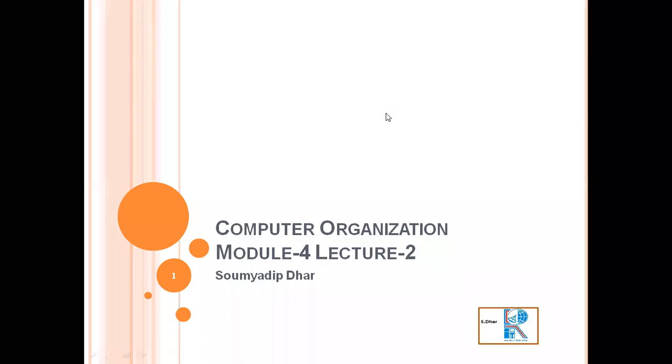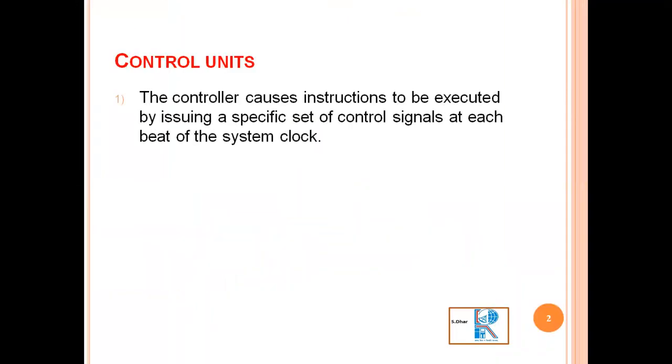So today's class is Computer Organization Module 4 Lecture 2. Last day we learned about the control unit. So what is the control unit? The control unit actually causes the instruction to be executed by issuing a specific set of control signals at each beat of the system clock. That we know from the last class.